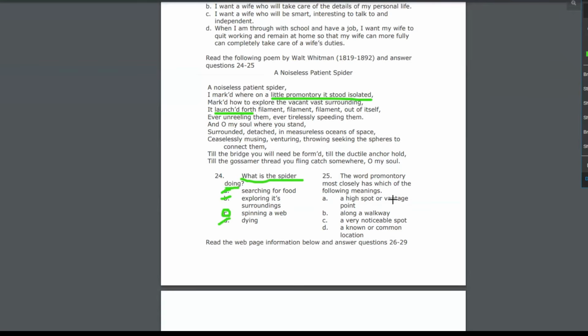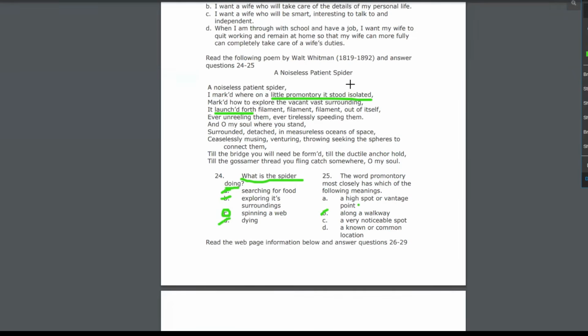So when I thought a high spot or vantage point, that stuck out to me because most of the time when you see webs, it's always in a higher spot. It's always coming from a high point. Even if it's hanging, it's coming from somewhere up high. You don't particularly see spider webs along a walkway, or you don't see them spinning webs on a walkway. So that's what helped me eliminate that. Right, and nor will it be isolated. Right. And then it says a very noticeable spot.